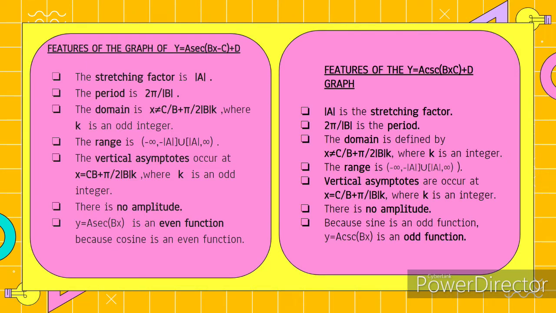Features of the graphing variation of the cosecant function. A is the stretching factor. 2 pi over b is the period. The domain is defined by x not equal to c over b plus pi over absolute value of b, k, where k is an integer. The range is negative infinity to negative absolute value of a, union positive absolute value of a to positive infinity. Vertical asymptotes occur at x equals c over b plus pi over absolute value of b, k, where k is an integer. There is no amplitude. Because sine is an odd function, cosecant is an odd function too.